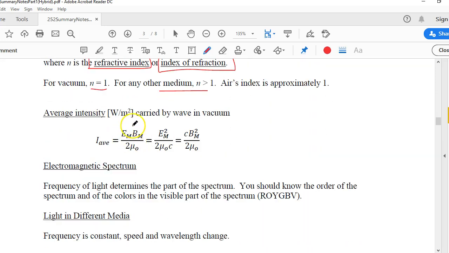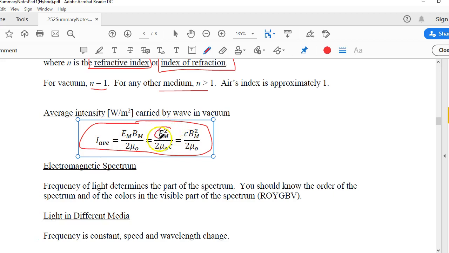And for the average intensity, there's a formula. I'm not going to do the derivation of that. Again, it requires a little bit of vector calculus. We do that in optics. But I do want you guys to see that the average intensity, it's nice to remember, is proportional to the square of the electric field and the square of the magnetic field.